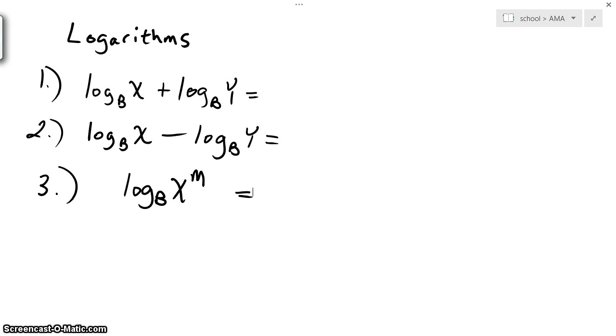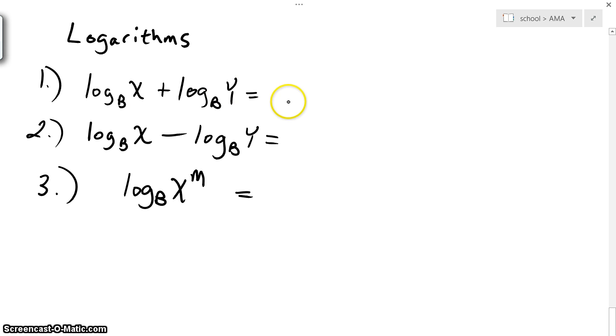Okay, for our final calculus summer review video, we're going to look at logarithms, and this is at the very tail end of our review packet on page 14. There are three basic properties of logarithms that you want to go over.